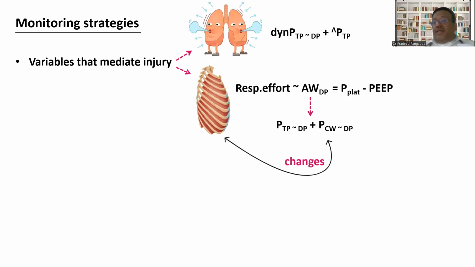So changes in the chest wall can lead to changes in the transpulmonary driving pressure, which can increase the lung stress. So this is what we understand. Then there's something called global respiratory muscle effort, which is the esophageal pressure time product. Will not dwell into this.